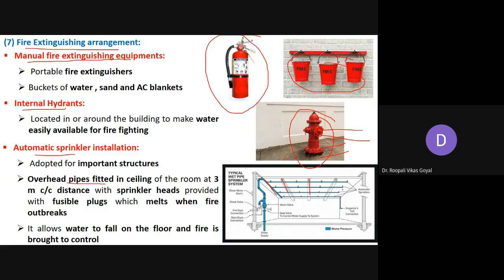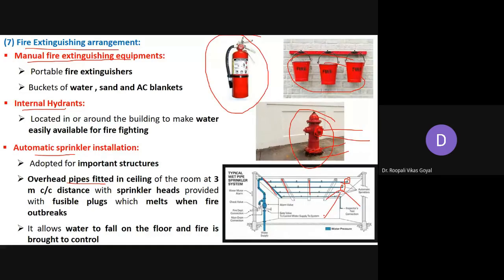So you can provide such kind of sprinkler heads at the top, and that are generally consisting of the fusible plug. तो जब भी fire होता है ना, तो that will melt, and that will allow the water to fall on the floor, and by sprinkling action that will extinguish the fire. Okay, and you can bring that fire under control. So that is the sprinkler system which may be automatic. So such kind of extinguishing arrangements are to be provided in fire resisting building.